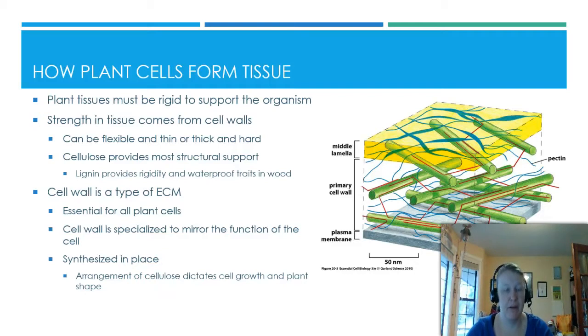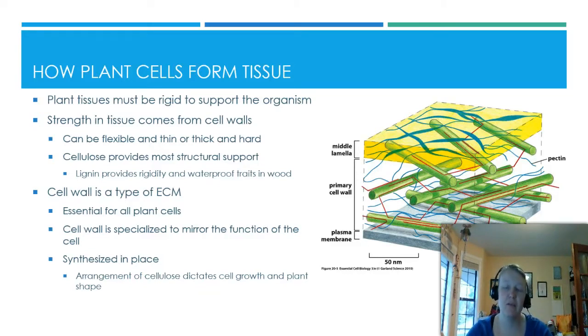And it's very, very important that you understand that the cell wall is specialized and it mirrors the function of the cell. If the cell is supposed to be a very strong structured cell, the cell wall is going to be like that. If it's more of a flexible or a waxy cell that's on the leaf, the cell wall is going to reflect that.